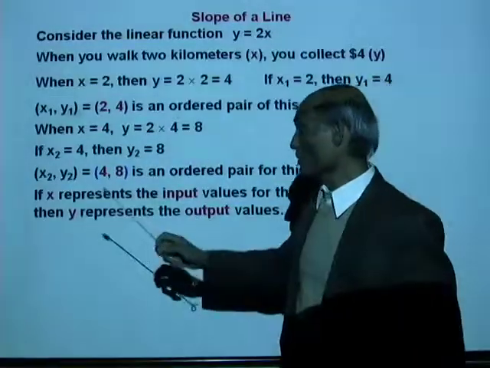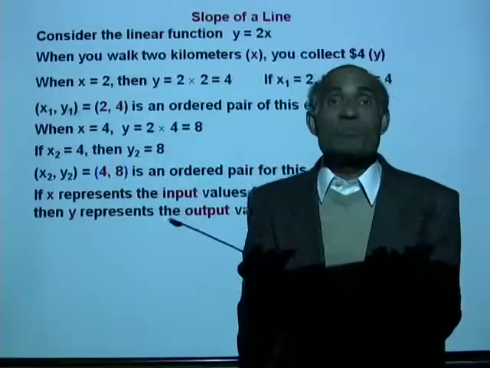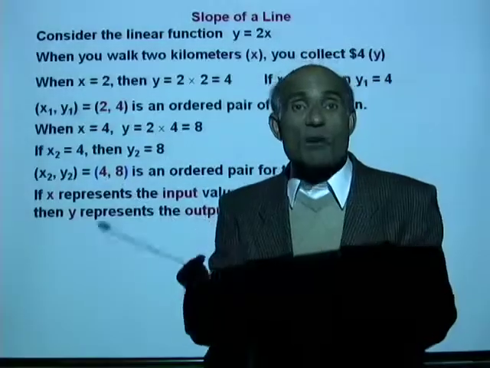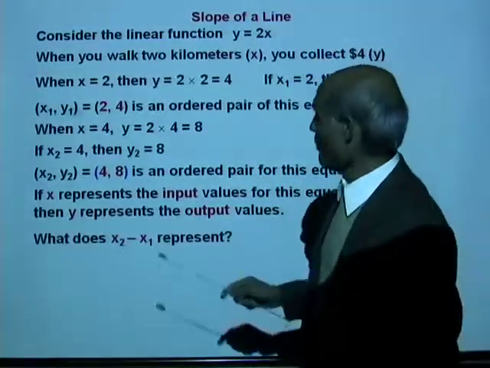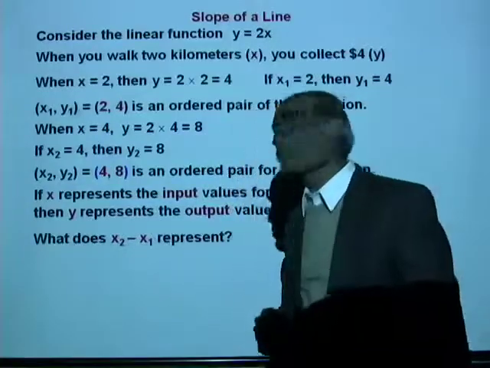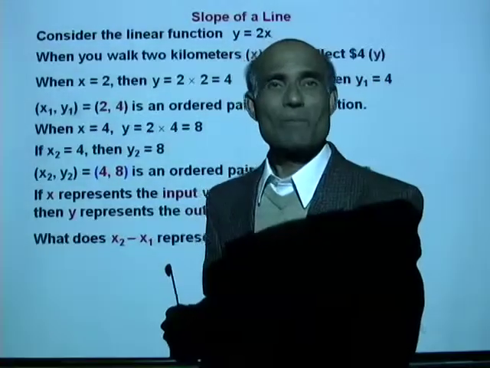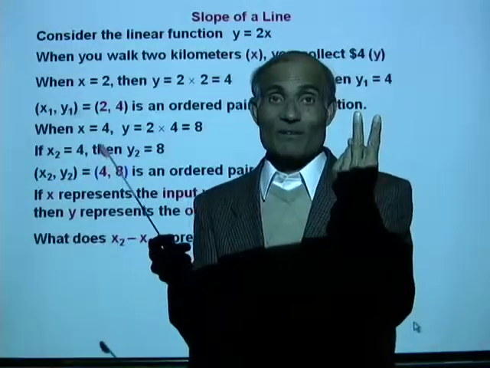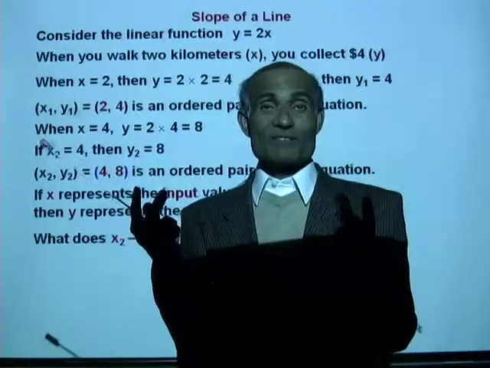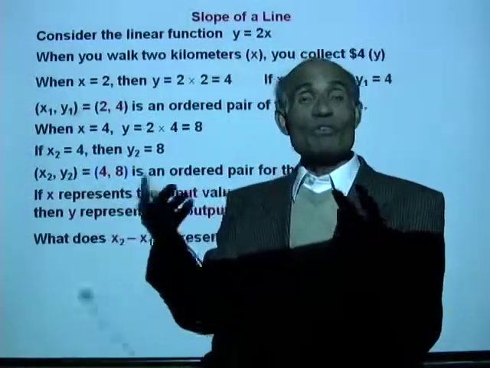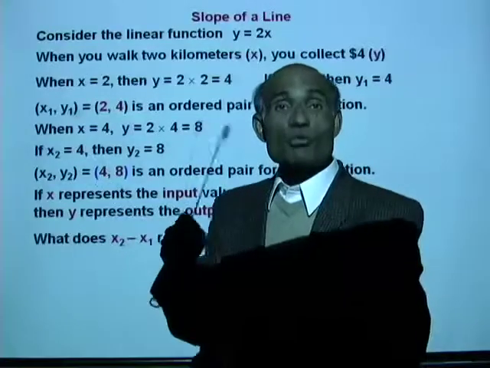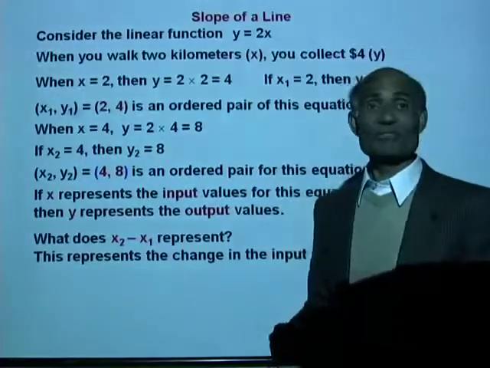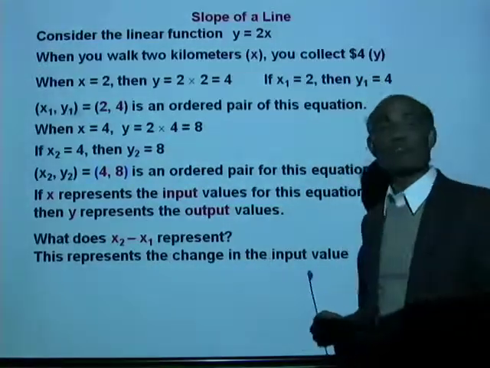All right. So we said if x represents the input values for the equation, then y represents the output values. Now tell me, what does x2 minus x1 represent? Now, first she said she's going to walk 2 kilometers. Well, she changed her mind. She walked 4 kilometers. So x2 minus x1 represents the change in the input. Is that right? Yes, it represents the change in the input value.